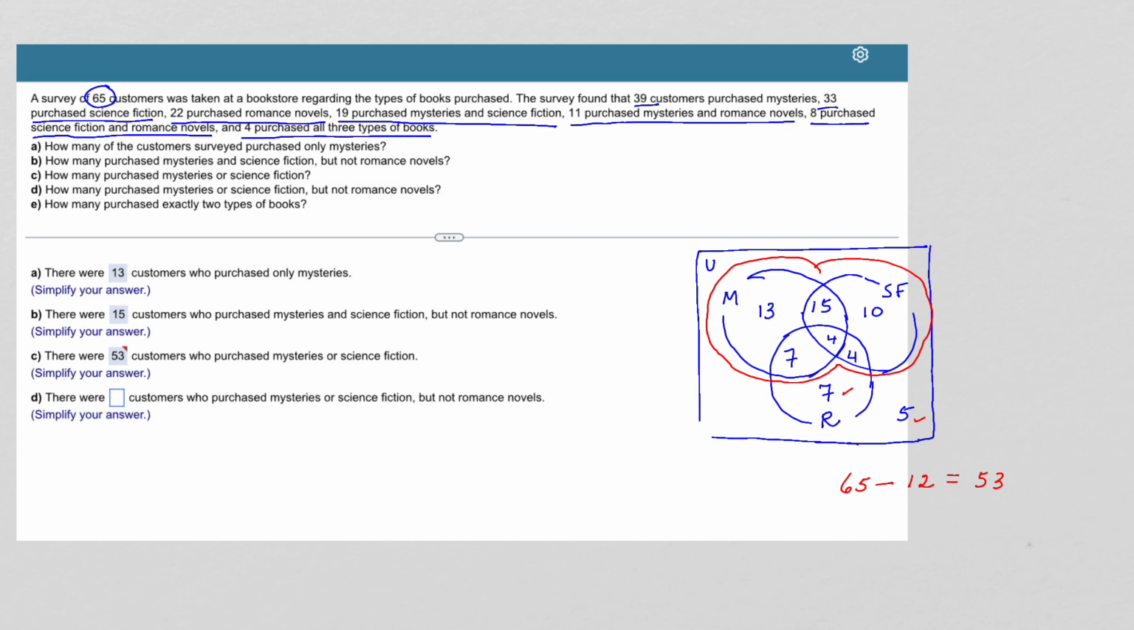And then finally, how many customers purchased mysteries or science fiction but not romance? So again, we're looking at mysteries or science fiction, but I don't want to count anybody in the romance circle. So that would be 13 plus 15 plus 10, and that's 48. That took me a second. Okay, so that's how you would do those problems.